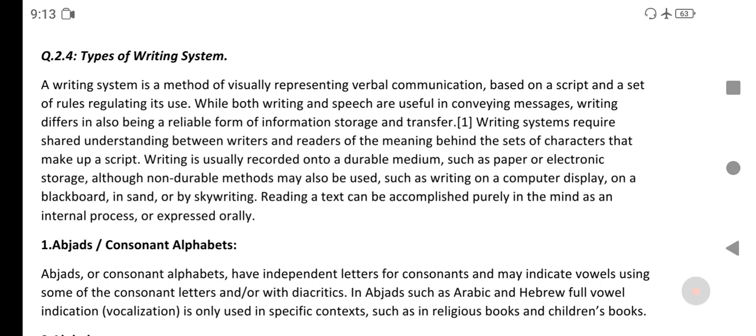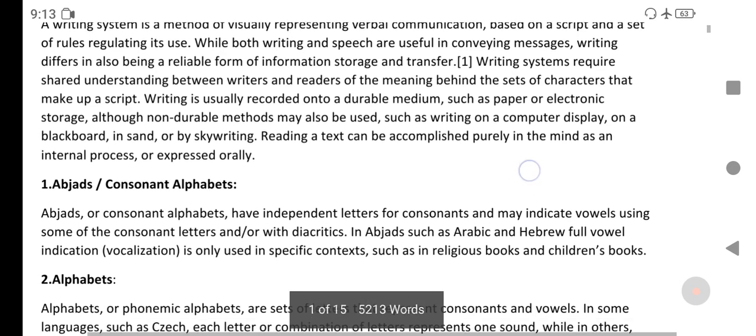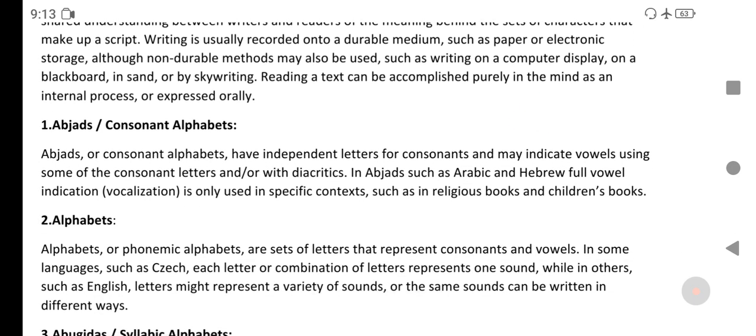We discussed the different types of writing system. Abjads are consonant alphabets. Abjads have independent letters for consonants and may indicate vowels using some of the consonant letters or diacritics. In Abjads such as Arabic and Hebrew, full vowel indication, vocalization, is only used in specific contexts such as in religious books and children's books.